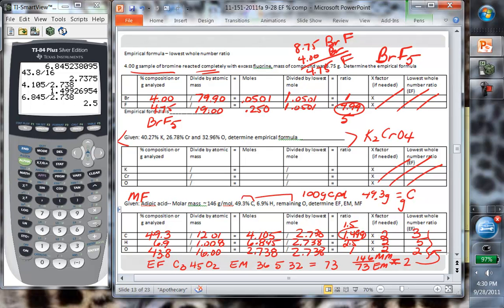And the molecular formula will be C6H10O4. So we needed a factor because our ratios were not whole numbers. And then we could actually get the molecular formula because we have a molar mass to compare it to. So this one goes a step further. So this is an example of using empirical formulas and molecular formulas.